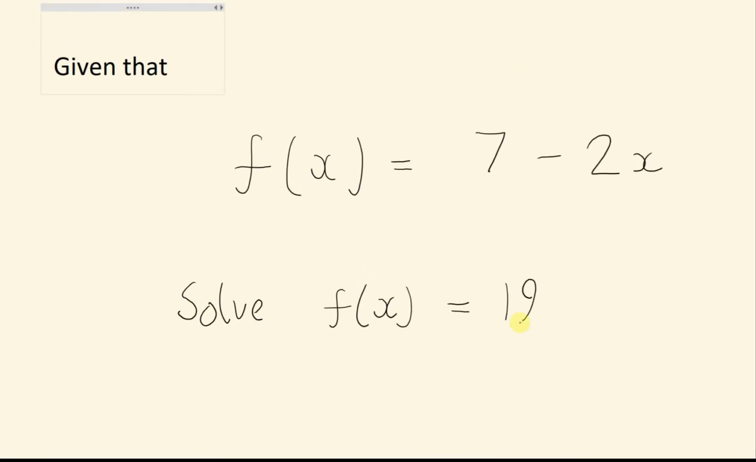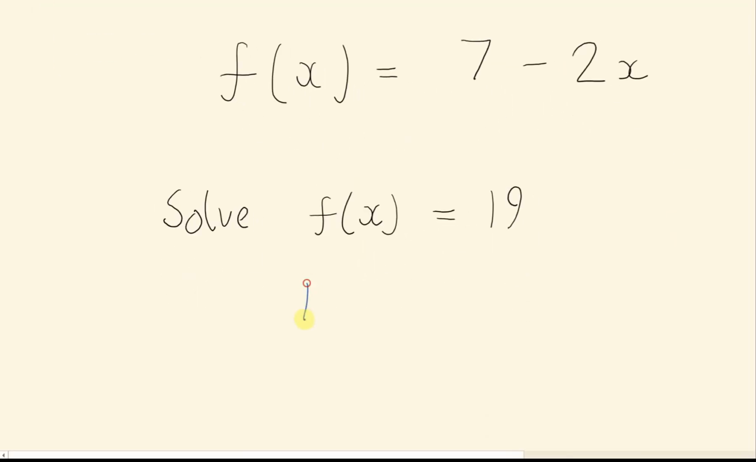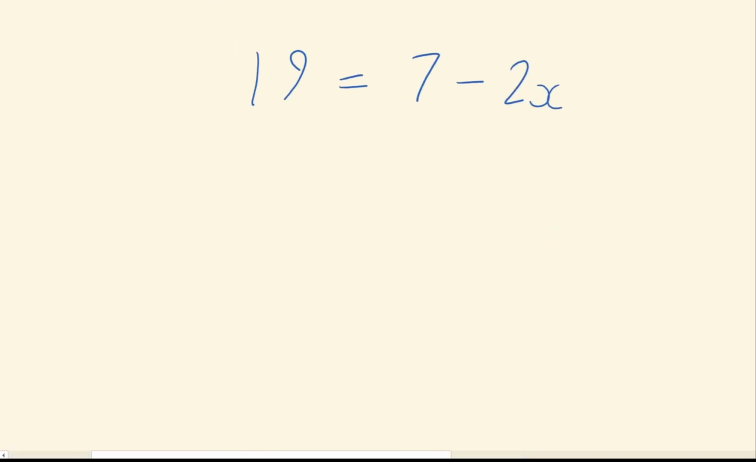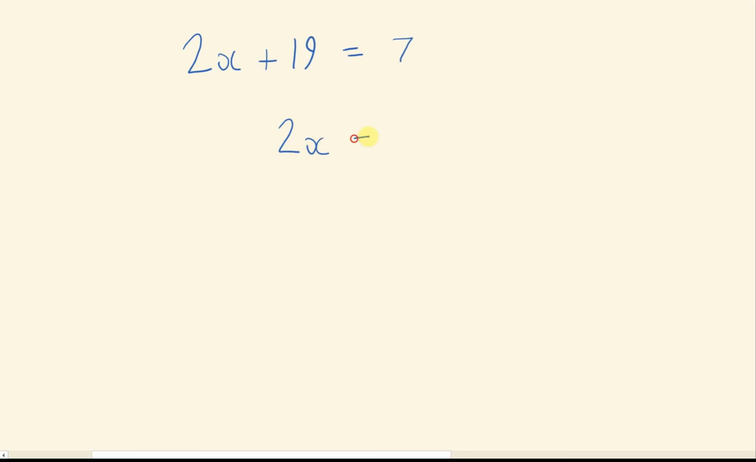So here we're solving f of x equals 19. So we can say 19 equals 7 minus 2x. To solve this, the easiest way to do it properly is probably to get this minus 2x across to the other side. So opposite of minus 2x is plus 2x. So we've now got 2x plus 19 equals 7. Opposite of plus 19 is minus 19. 7 take away 19 is minus 12. And then we've got 2x, so we then need to halve that. So x will be minus 6.